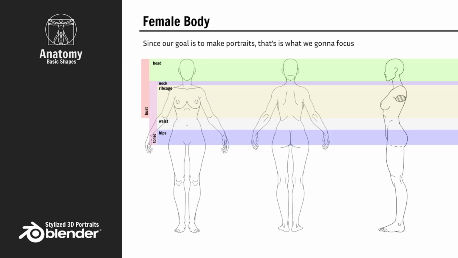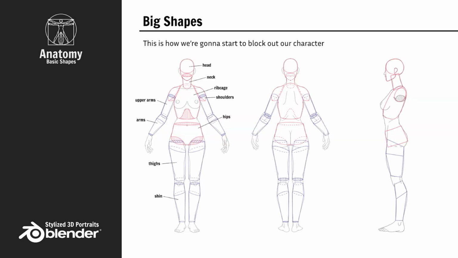For our course, we're going to focus on portraits, and most of them are only with head and torso. That's what we are going to focus on learning. First, we'll learn how to separate the body into big shapes, and those are the big shapes that I'm talking about.